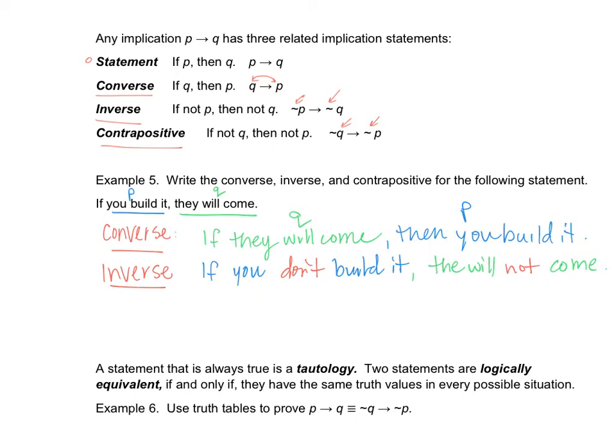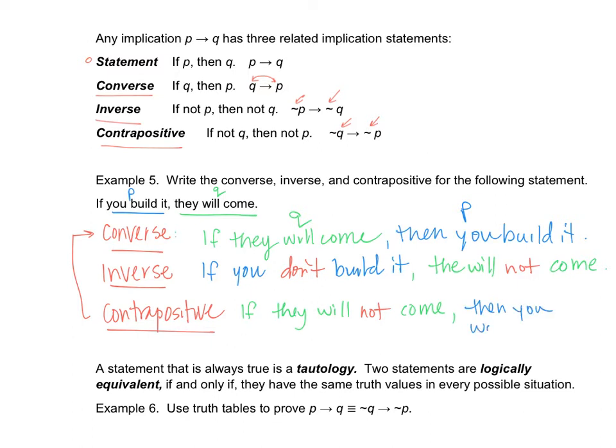And then last, for our contrapositive, that's doing both again. So our order flip-flops and it negates. So I'm going to kind of lean towards my converse and then just throw in the negation. So I'm going to say, if they will not come, then you won't build it. I guess following with my order, let's put the won't in red so you can see that negation there.